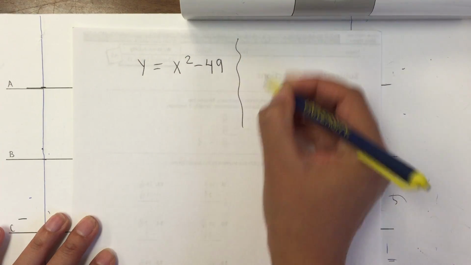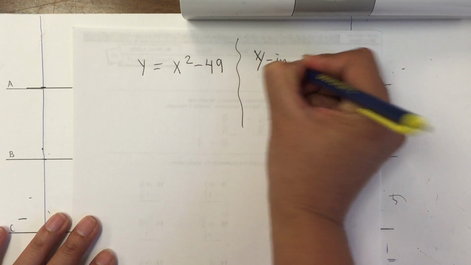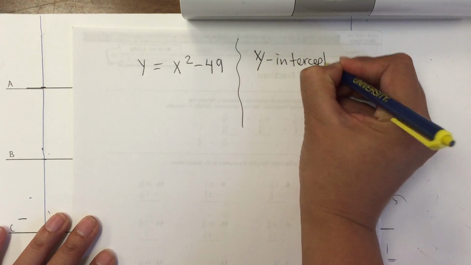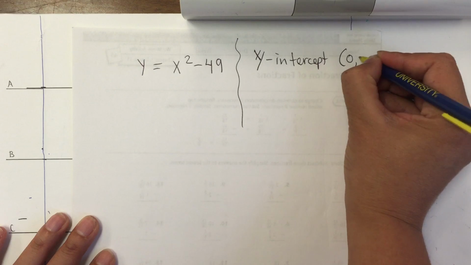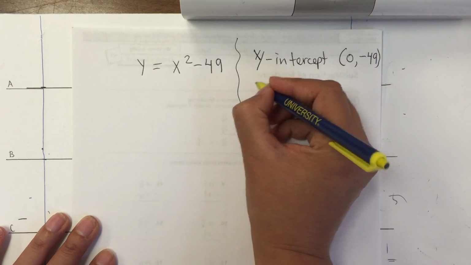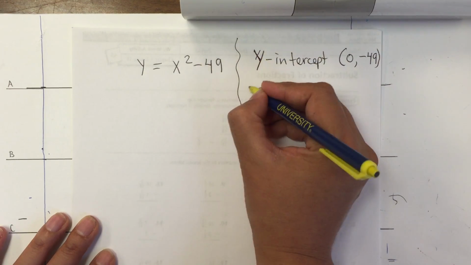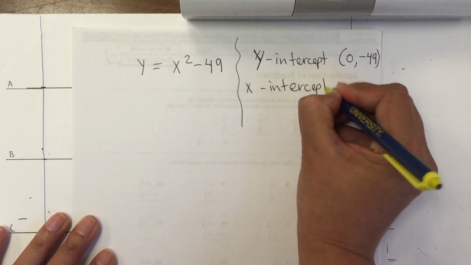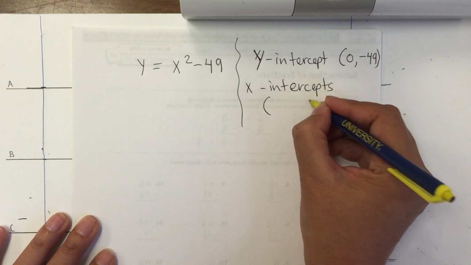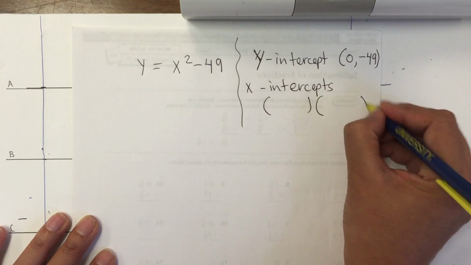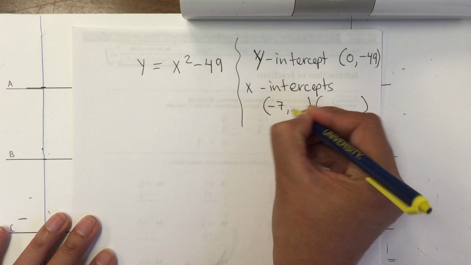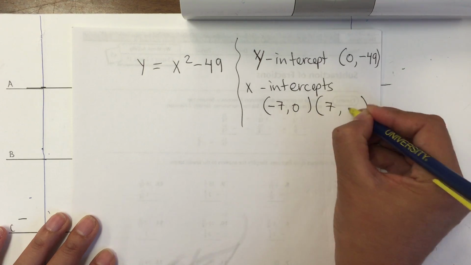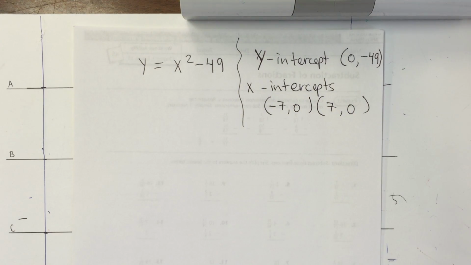From yesterday, we already know that the y-intercept is at (0, -49), and the x-intercepts are at -7 and positive 7. Now we need to find the vertex.